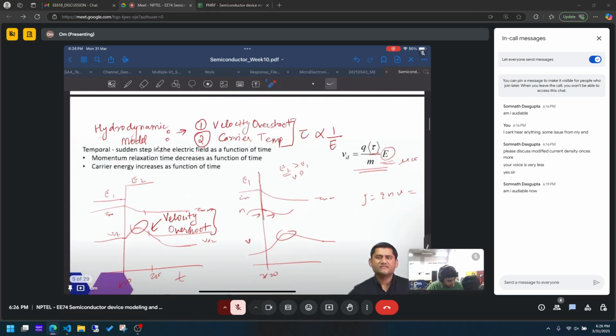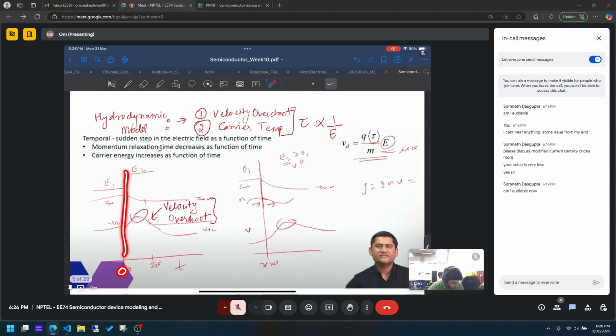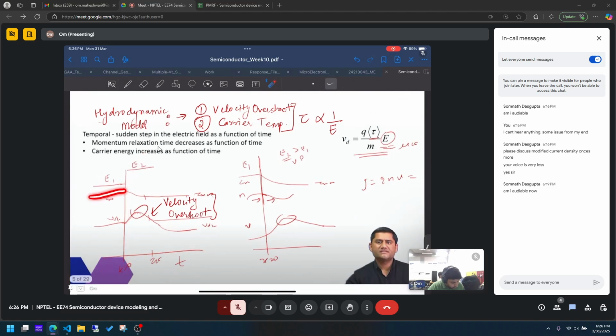Now if there is, at time t equals 0, a sudden change in electric field from E1 to E2, right? Since tau is inversely proportional, it will decrease, but it will not have a sudden decrease like the step change in electric field. It will slowly decrease.